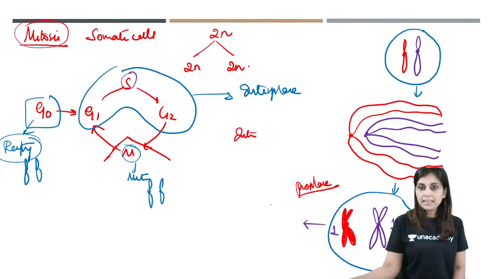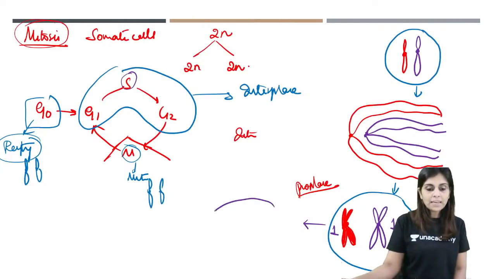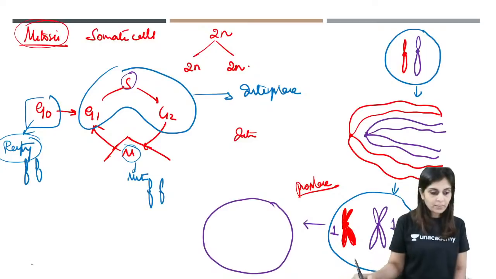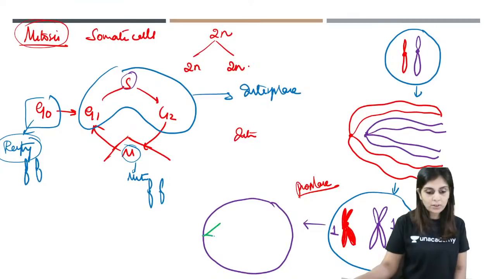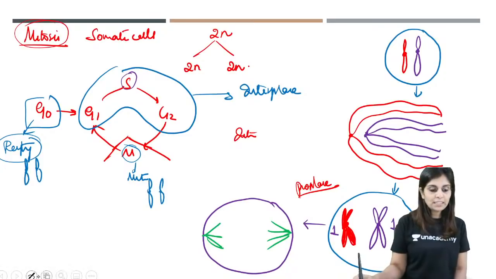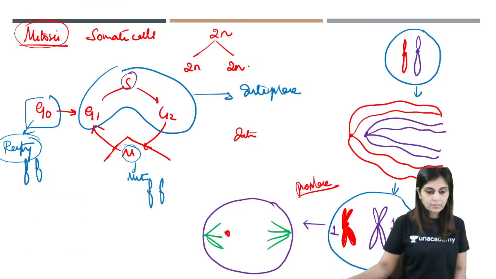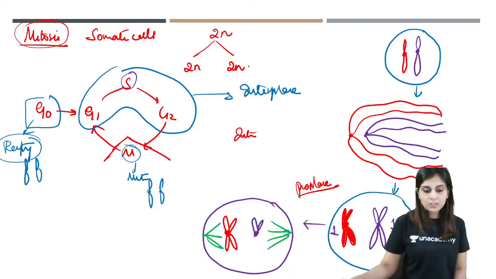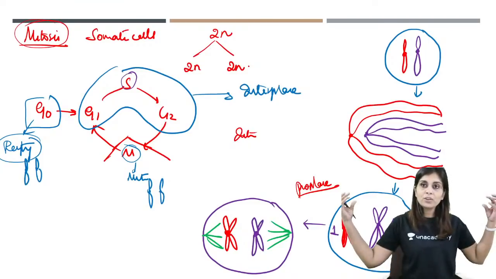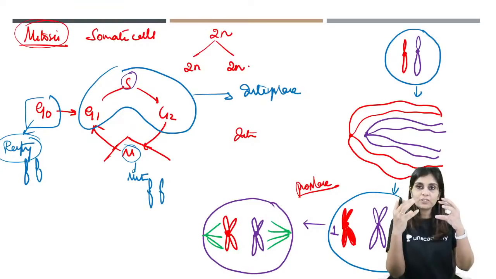And what happens in metaphase? In metaphase, mitotic spindle is formed. Let me use green color for mitotic spindle. So mitotic spindle is formed and it gets attached to centromere. So this is what is happening in metaphase. Mitotic spindle is formed, it gets attached to centromere.